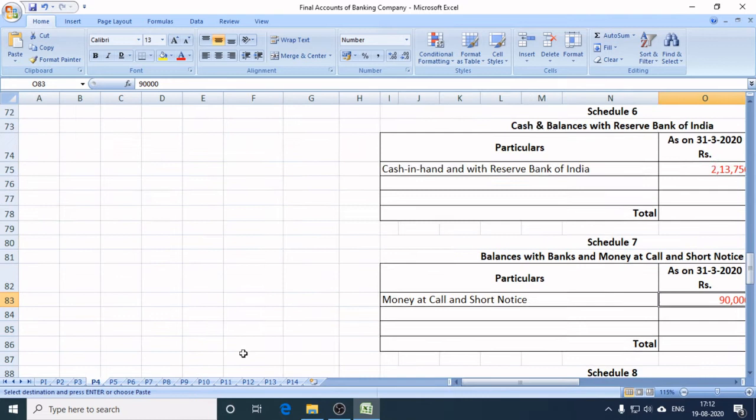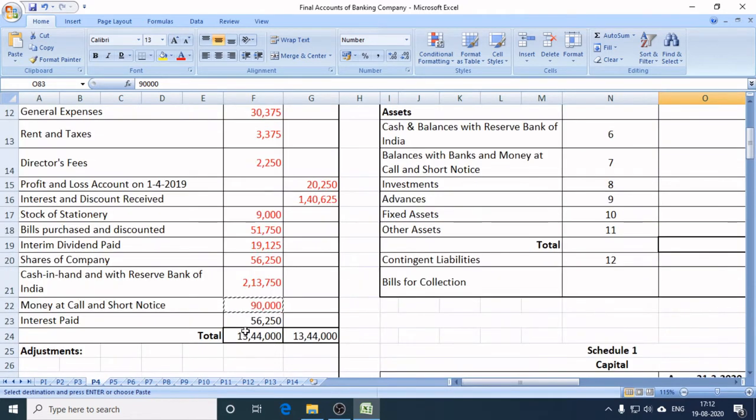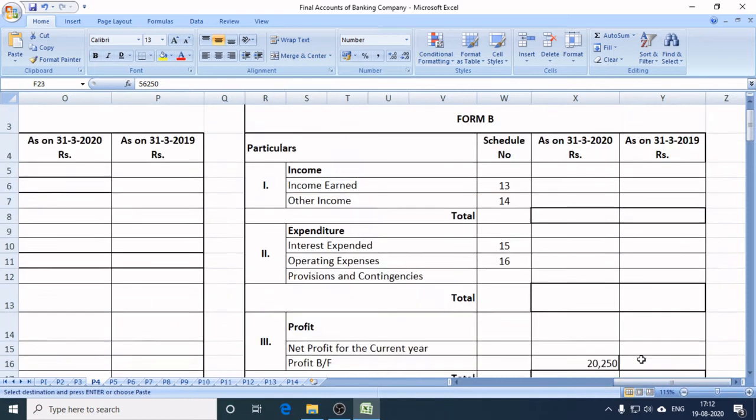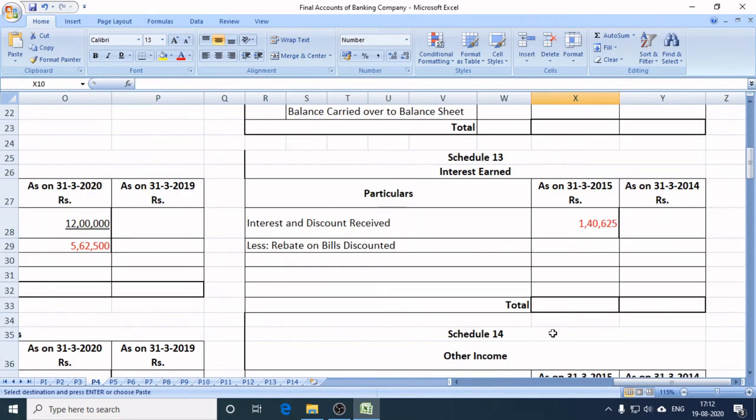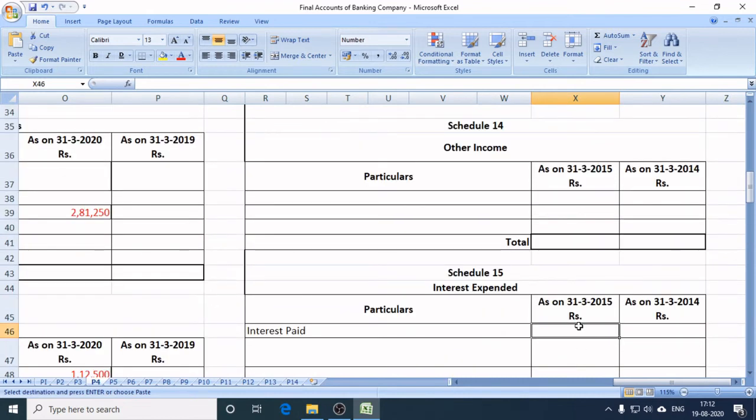Okay, now next in the problem is interest paid. Now it has debit balance and it is an expense of a bank. Interest paid, see, in the ledger only it is mentioned interest paid, and interest related expenses we should mention under schedule number 15. So here under schedule number 15, interest paid figure, 56,250.